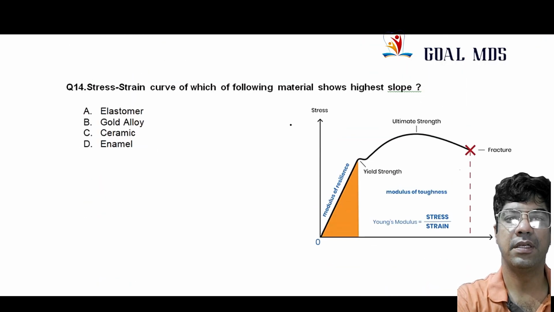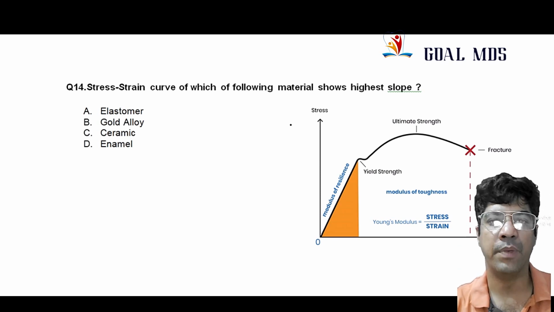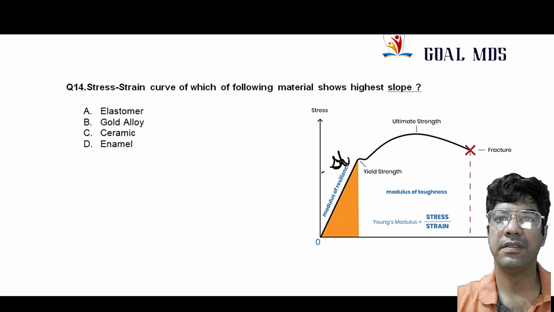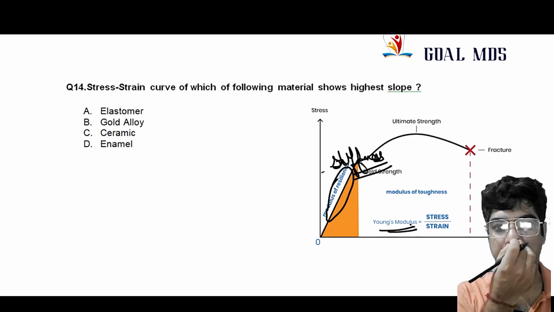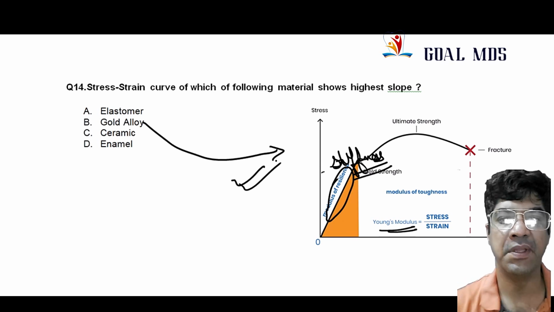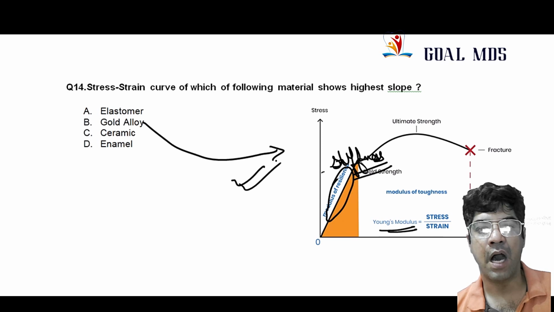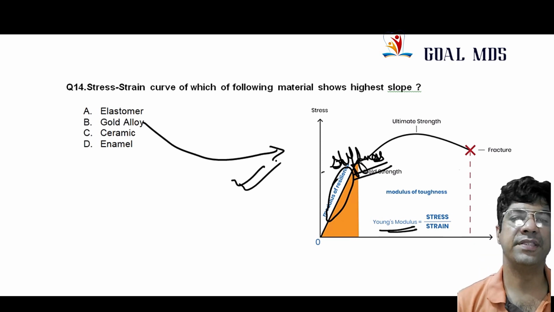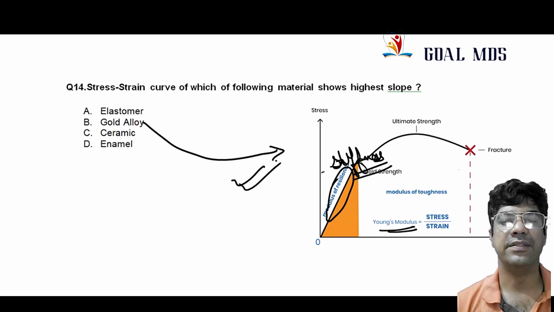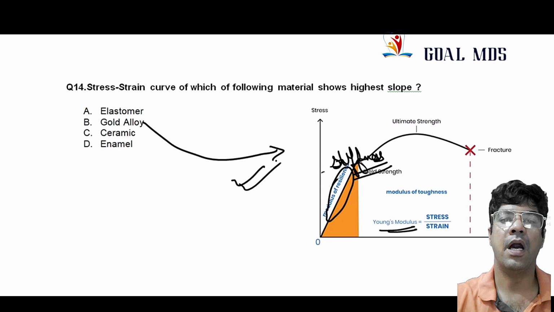The next question: the stress strain curve of which of the following materials shows a higher slope? The material with the higher slope on a stress strain curve is typically one with the highest stiffness or modulus of elasticity. In this case, the gold alloys have a higher slope on the stress strain graph, indicating a higher stiffness compared to the other materials listed, like elastomers, ceramic and enamels. Gold alloys are known for their relatively high Young's modulus of elasticity compared to other dental materials, so that makes them stiffer and less deformable under stress.